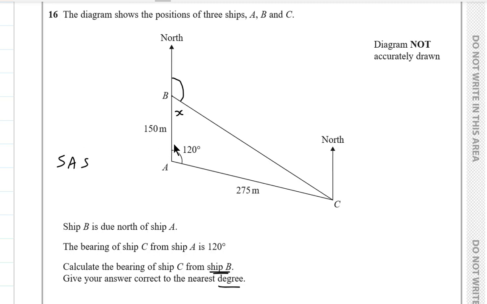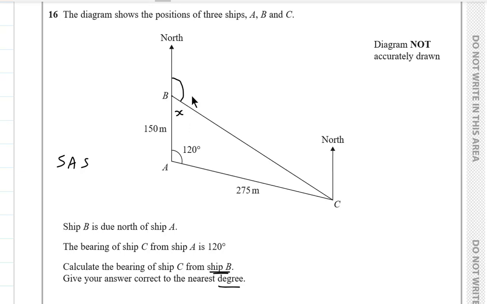So our strategy now is to get the length of the corresponding side here for 120. I will get the length of BC and then use it with sine rule to get the value of this angle and subtract it further from 180 to get the required bearing.